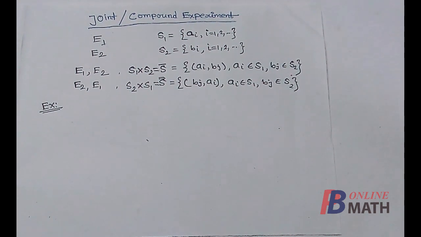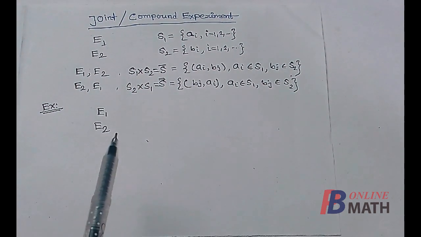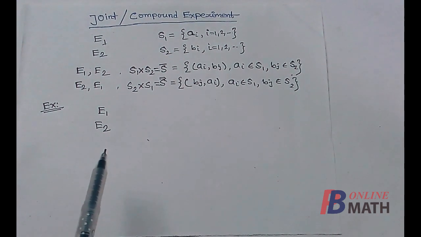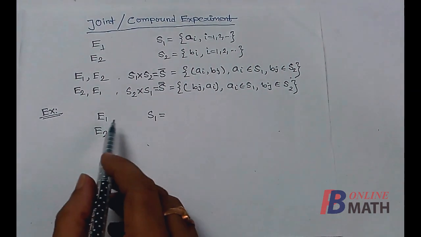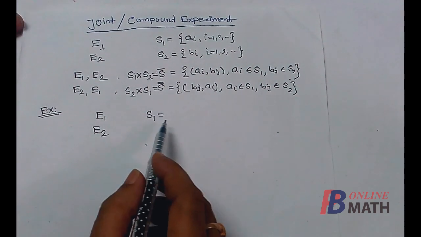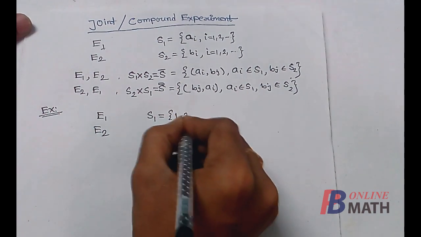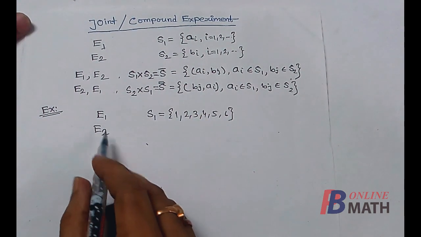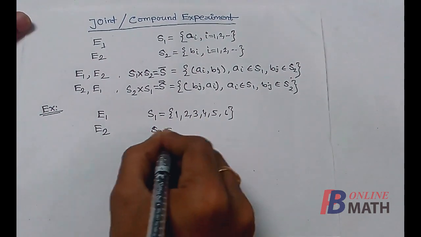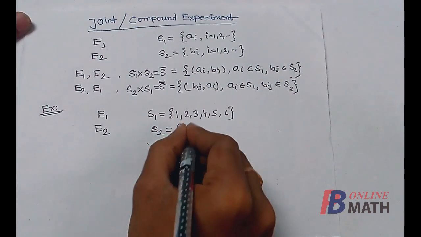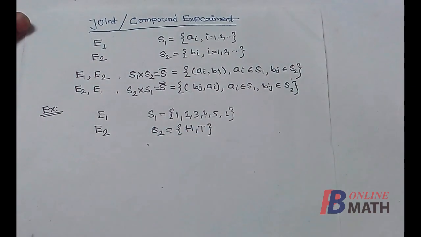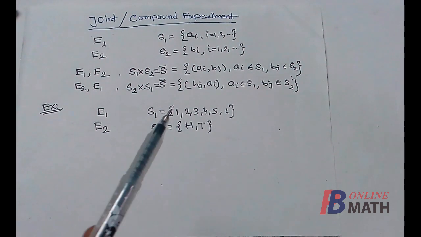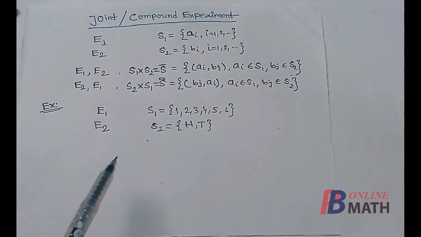We consider one example. Let E1 be the random experiment of throwing a fair die and E2 be the random experiment of throwing an unbiased coin. Then the sample space corresponding to E1, which I denote by S1, and we know that these are 1, 2, 3, 4, 5 and 6. There are 6 outcomes, and the sample space S2 corresponding to E2 has only 2 outcomes, head and tail, H and T.